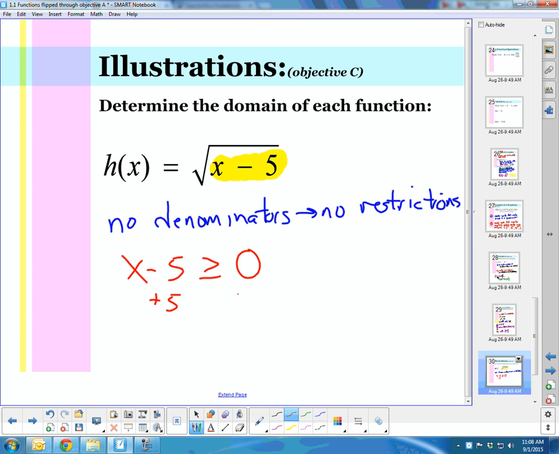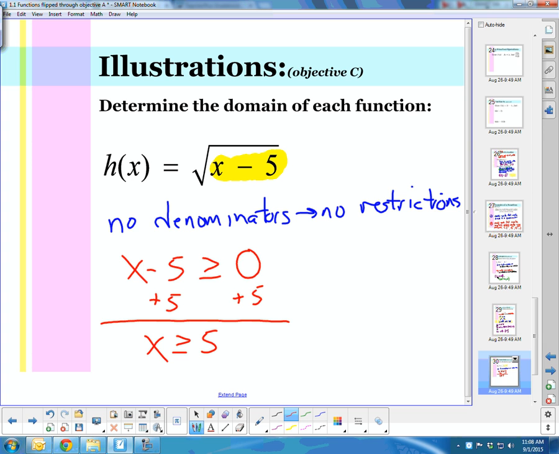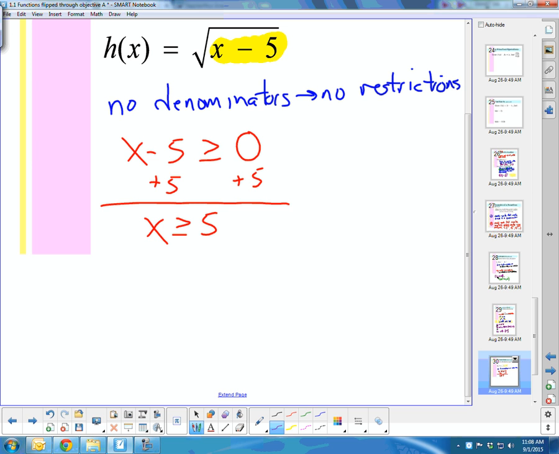Add 5 to both sides. So x would have to be greater than or equal to 5. So the numbers that work, the numbers that are acceptable in the function h, are all the numbers that are greater than or equal to 5. So suppose that we did the first part, which numbers are good, which numbers are bad. Now the second part, how do we write that down? Capital D for domain with a colon. And one way is using inequalities. I could simply write it.